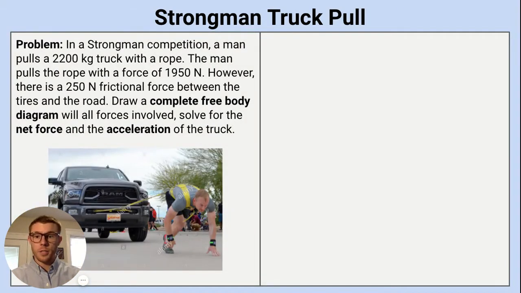In a strongman competition, a man pulls a 2,200 kilogram truck with a rope. The man pulls the rope with a force of 1,950 newtons. However, there's a 250 newton frictional force between the tires and the rope. Draw a complete free body diagram, which involves all forces, and then solve for the net force and acceleration of the truck. So here we have this guy who's pulling a truck with just a rope.